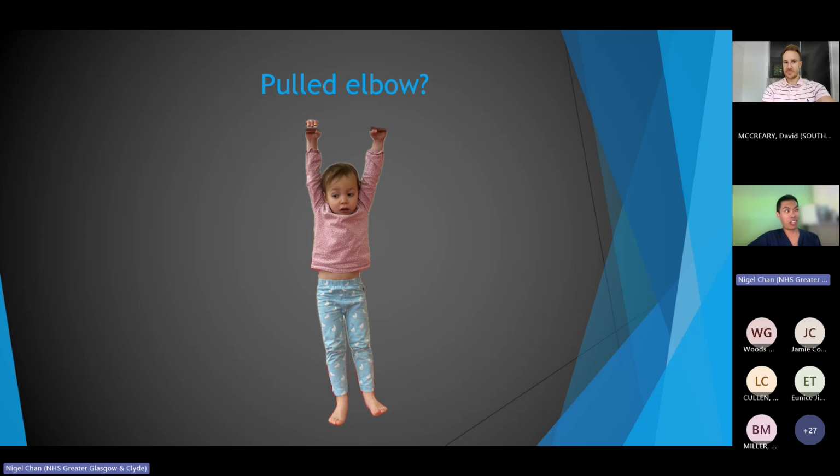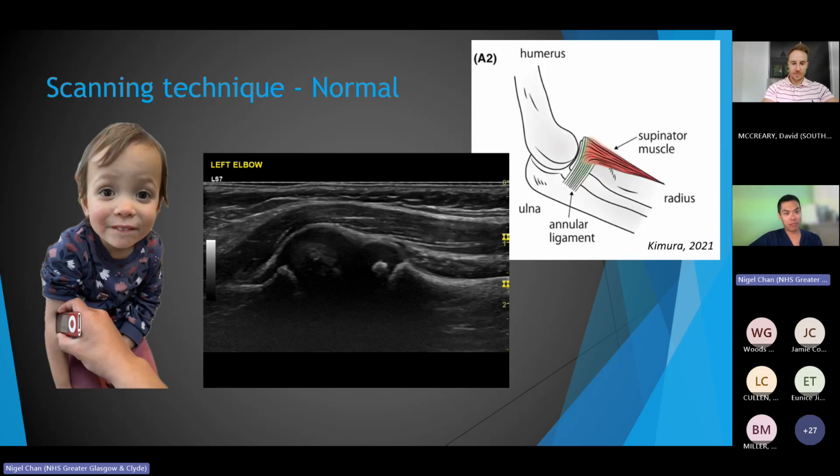The classic, I think even in our guideline, it says: clinical history, examination, and if you're still not sure, X-ray it. And really you're X-raying just to make sure there's not a fracture. But my argument would be, why don't we just ultrasound it first and save them getting an X-ray if you don't need it?